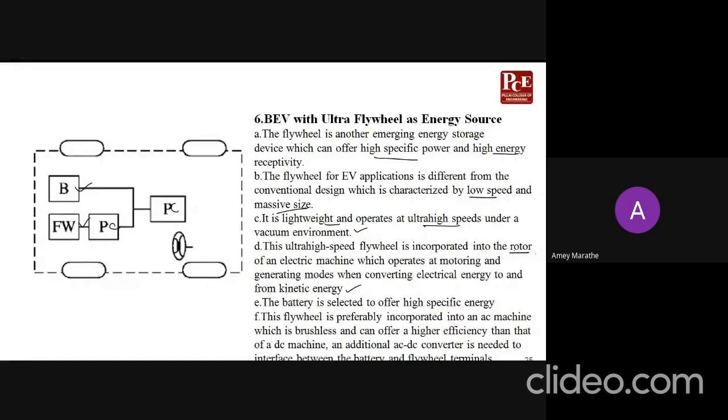Now the battery is selected to offer high specific energy. Why? Because your flywheel gives you high specific power, and hence you will have a battery which will offer you high specific energy. This flywheel is preferably incorporated into an AC machine which is brushless and can offer higher efficiency than a DC machine, and hence an additional AC-DC converter is needed to interface between the battery and flywheel terminals.